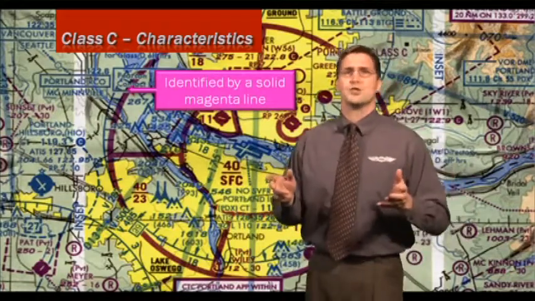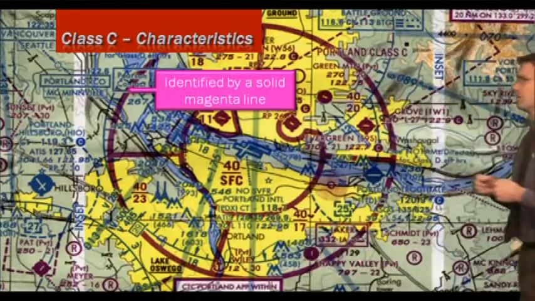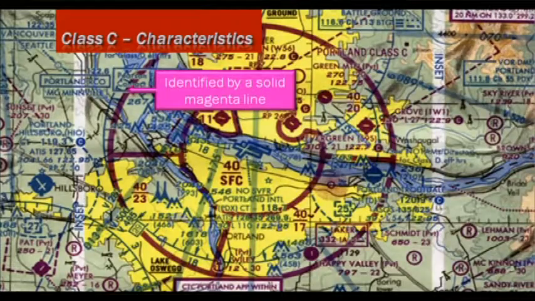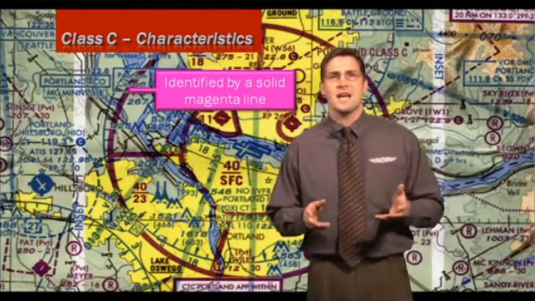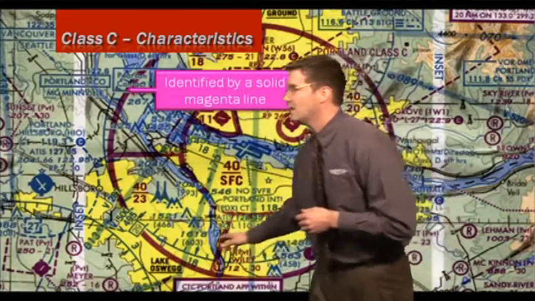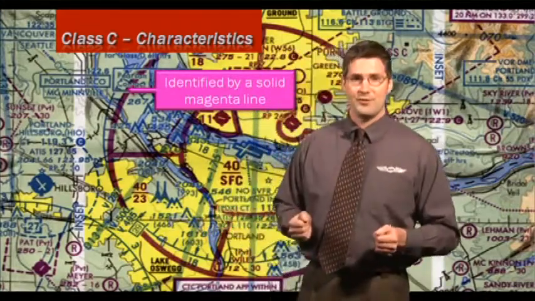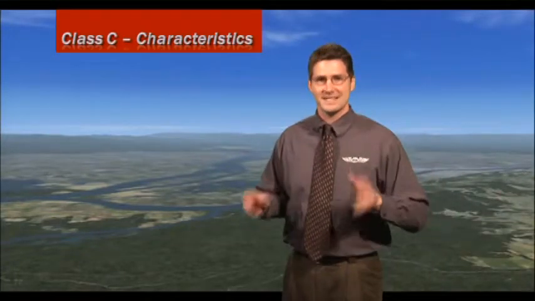So always note the charted altitudes and boundaries of Class C airspace around a particular airport. For example, the Portland Class C airspace has a floor at 2,300 feet MSL in this part of the outer ring to allow for airplanes to fly above hills and still remain below 1,200 feet AGL. Now, here's a 3D view of Class C airspace.